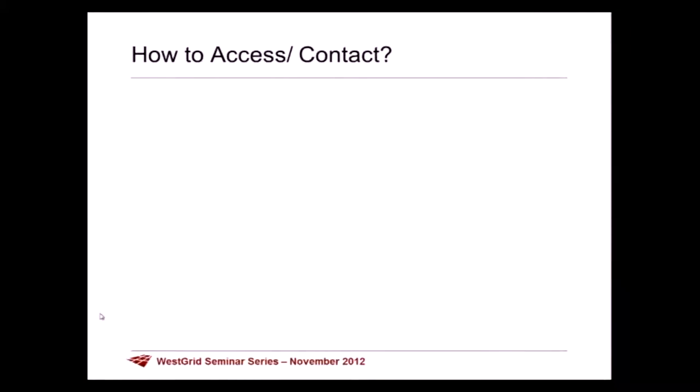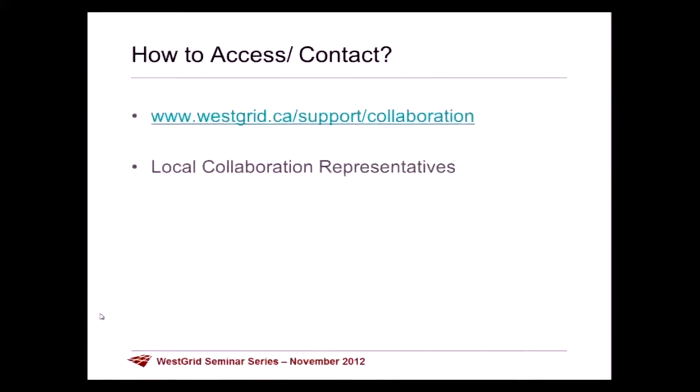So how can you access or get more information or contact anyone to get access to these resources? One of the choices is the website. It's being updated currently, so it's got some good information, and we're trying to get some better information onto it. But the WestGrid website is always a good place to start. Again, your local collaboration representative, if they're not in the room with you currently, their contact information is listed on the WestGrid website for all of the institutions, so check it there.